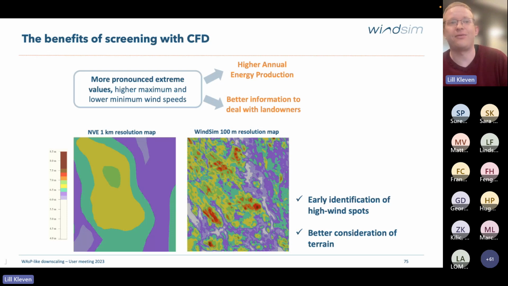But here we have decided to extend our services more towards the screening market, which is pre-construction of the measurement campaign. You want to screen different sites, and then you need to use the absolute wind speed information from the mesoscale model and downscale it using the WindSim CFD simulations to get some early identification of where the high wind spots are located and what the wind speeds are going to be like, and also get good information at high resolution to talk to the landowners.